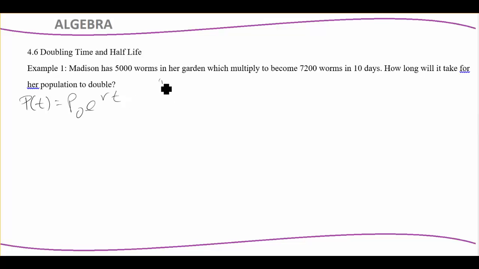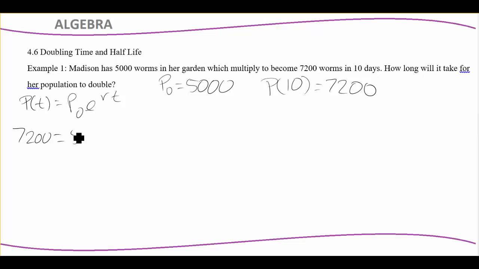We know that P naught, our initial value, is 5,000. And we know that when time is 10, we have 7,200. We're going to plug this in. So we have 7,200 equals 5,000 e to the r times 10. And we're going to solve for r. So first, we're going to divide both sides by 5,000. We're going to get 1.44 equals e to the 10r.